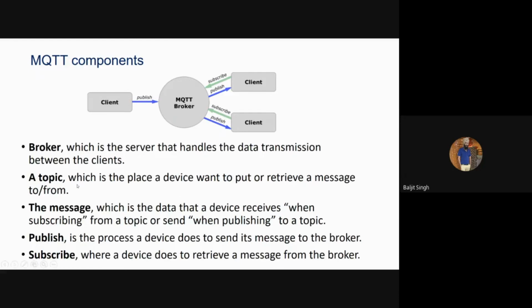So MQTT components are client. Client here we can say that this is the gateway. You can just imagine here there were many sensor nodes: one sensor node, two, three, four, five. These all sensor nodes were different microcontrollers with the various sensors as we have discussed. All the microcontrollers in the agricultural field.